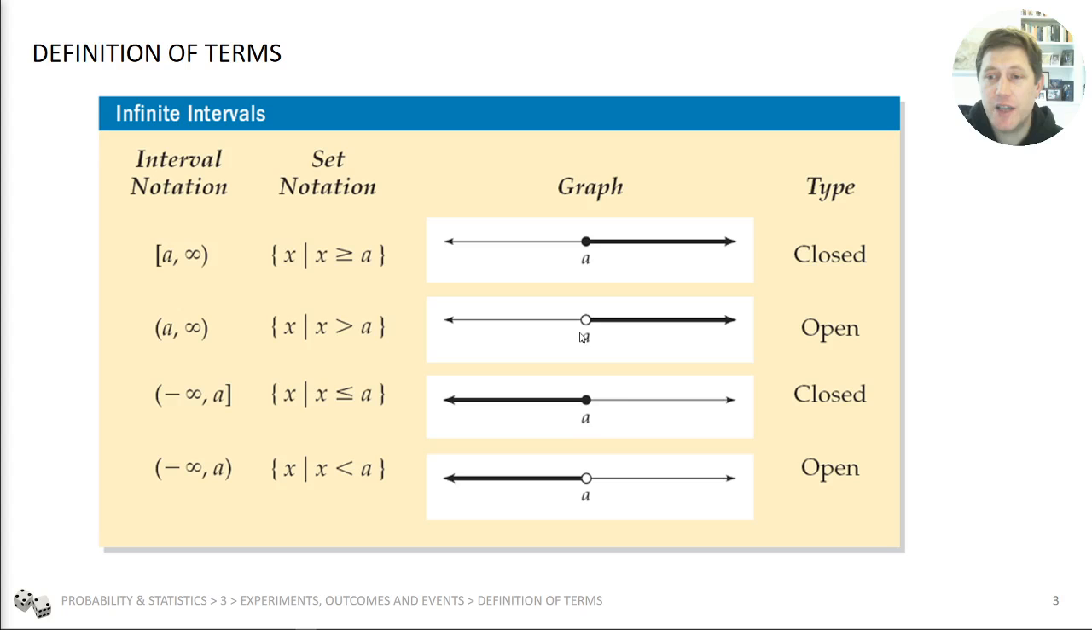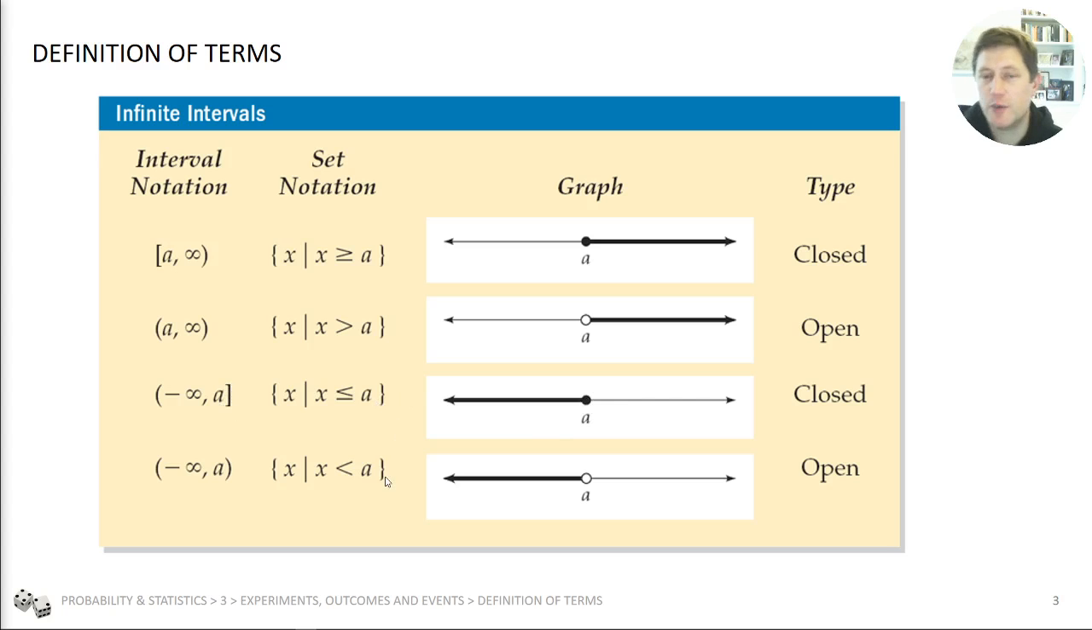If we're not including A, then we have a curved bracket for the interval notation, or in the set notation we just have greater than, not greater than or equals. And here we have the open symbol. Going the other way, minus infinity to A, a square bracket means we're including A, and that's a solid circle there, and so on.